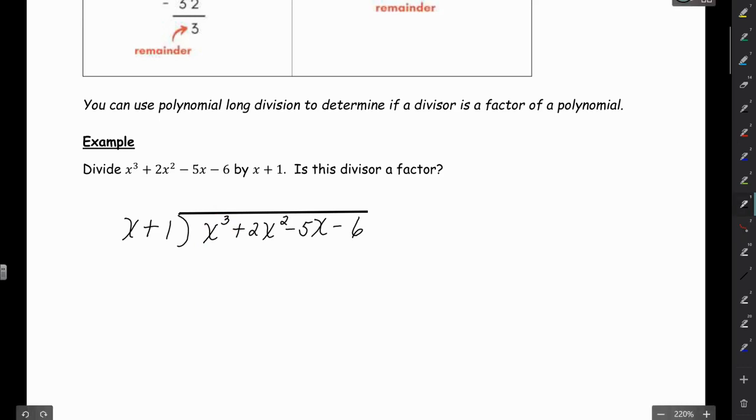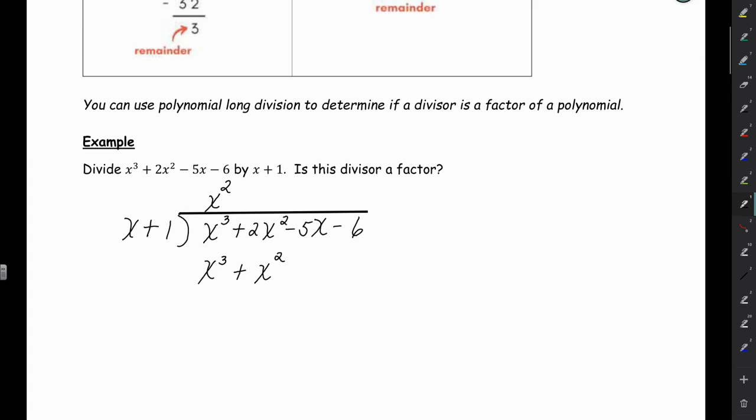Well, x squared times x, so x squared times x is going to result in x cubed. Now you can't just ignore the 1 there, so we're going to do x squared times x to get x cubed, and then x squared times 1 gives me x squared. So we're going to put plus x squared. And just like in numerical long division, what we're going to do now is subtract x cubed plus x squared from the polynomial that we're dividing into.